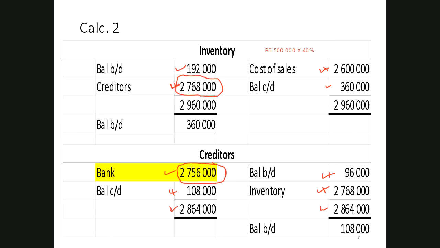I just want to check, did I make a mistake when I said debit bank and credit creditors? Sorry, I just realized I don't have the question open in front of me. I just want to get it. I'll just be a minute, because otherwise I'm going to make mistakes when I talk to you.